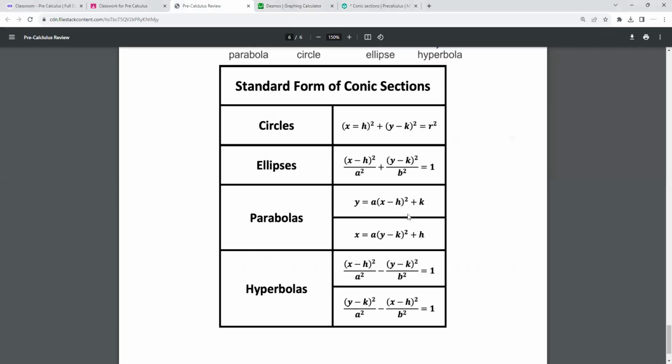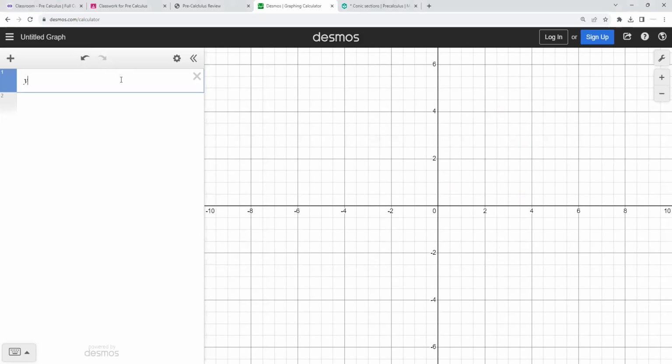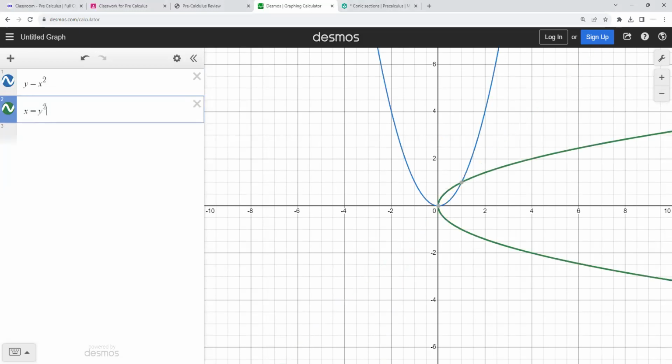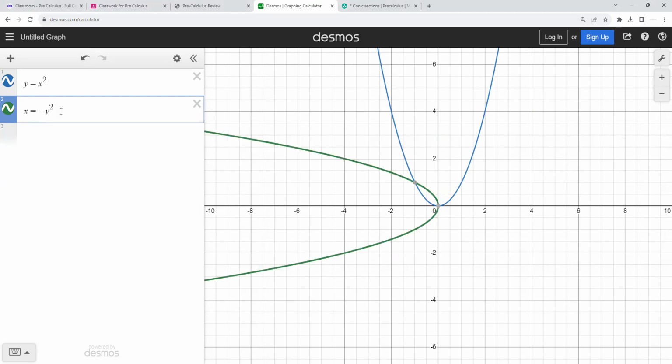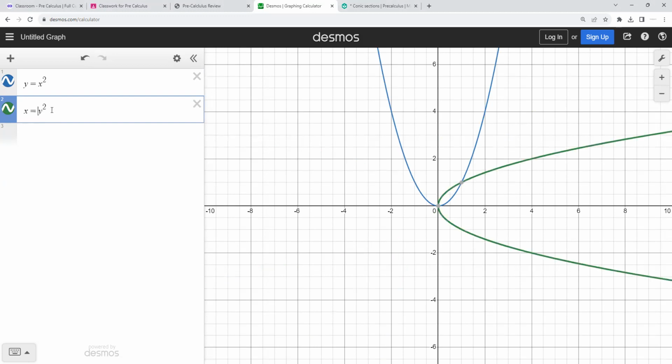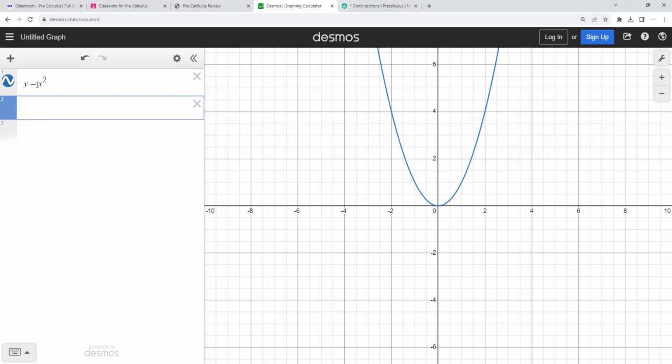So we should already be familiar with parabolas in vertex form, right? y equals x squared, right? This is a parabola. It can go upward, it can go downward, right? But they can also go left and right. You can see here this says x equals -y squared. It makes it go to the left. Now it's to the right. So all you have to do is change it from a negative to a positive to see which direction it'll face.